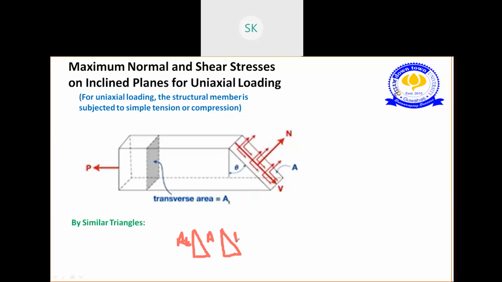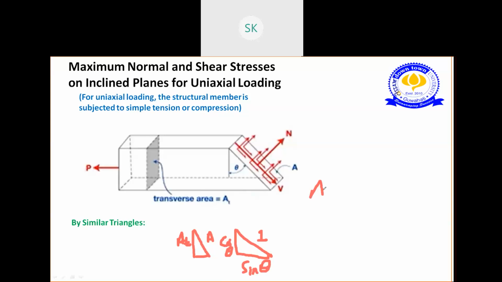Suppose I'm representing this hypotenuse as 1, and this perpendicular as cos. Let me draw it once more. Suppose I'm relating this with another similar triangle. This is 1, this is cos theta, this is sin theta. So from these two similar triangles, let's find the relation.